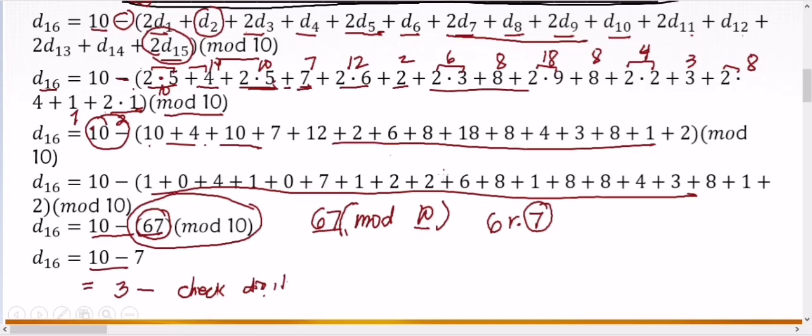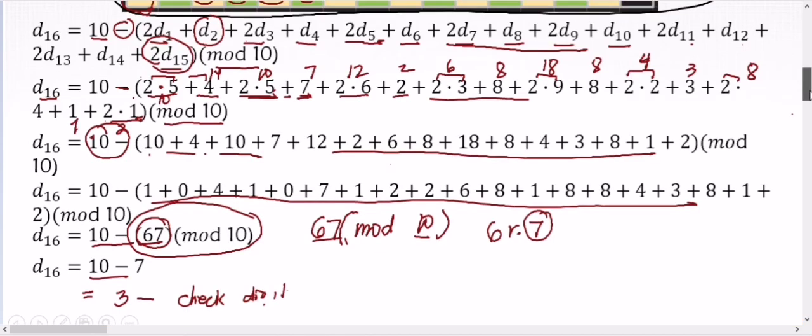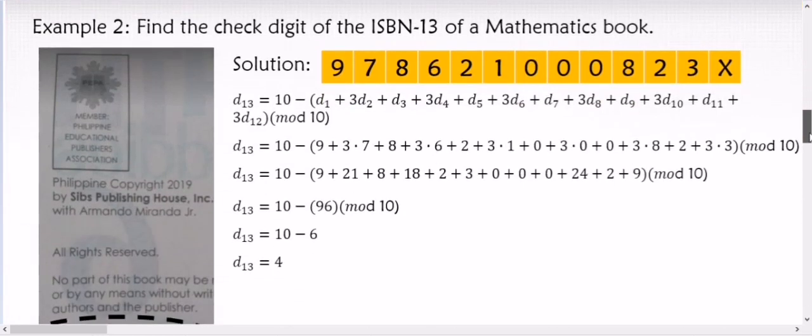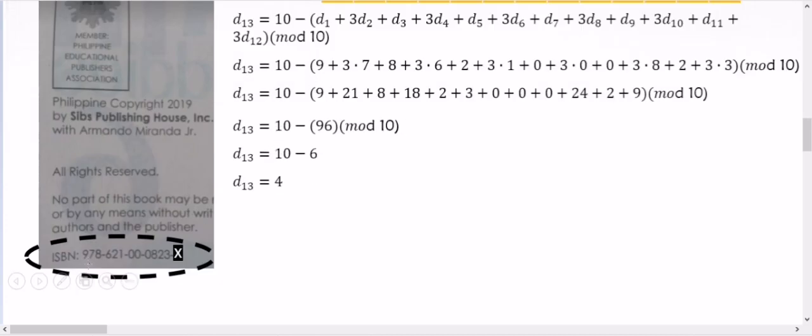Okay, so that's how you do the check digit using the credit card. Another example, we have here example number 2. Find the check digit of the ISBN-13 of a mathematics book. Since ISBN ito, gamit tayo ng libro. So dito, ang ginamit natin ay mathematics book. Ito yung picture niya. So ito yung ISBN number niya.